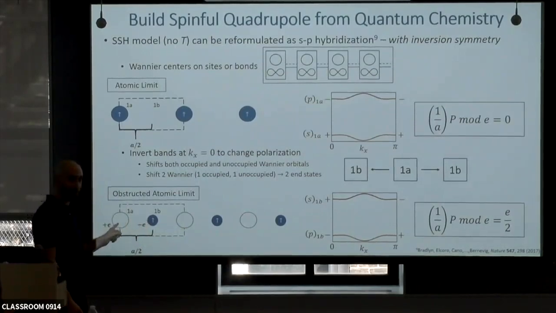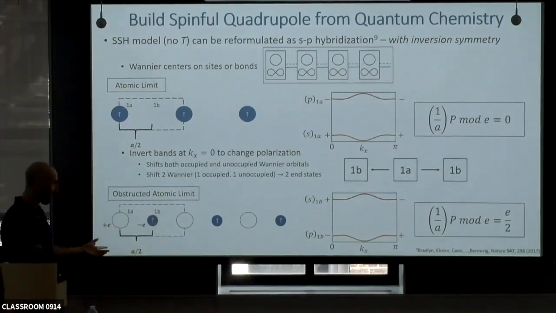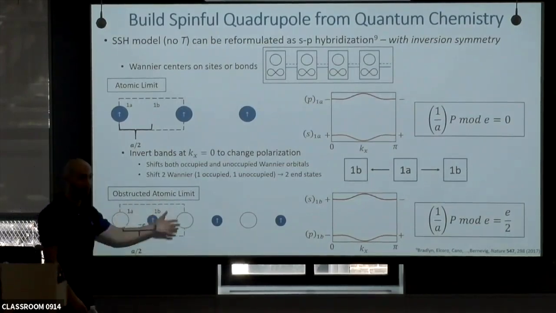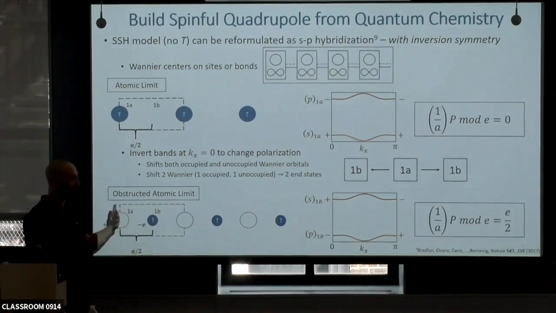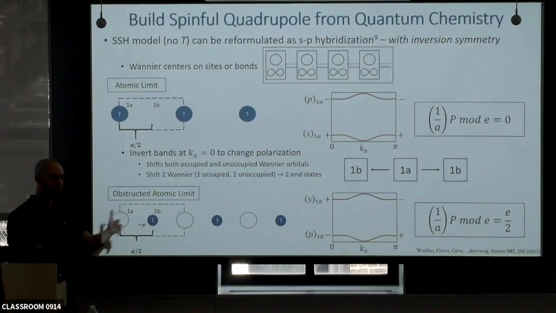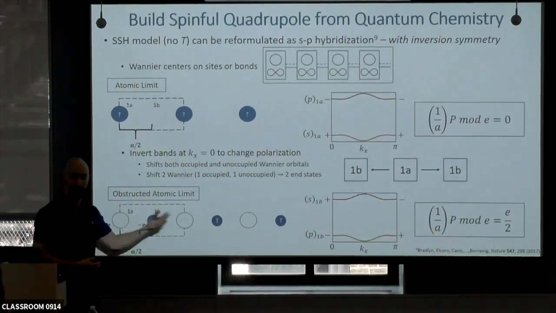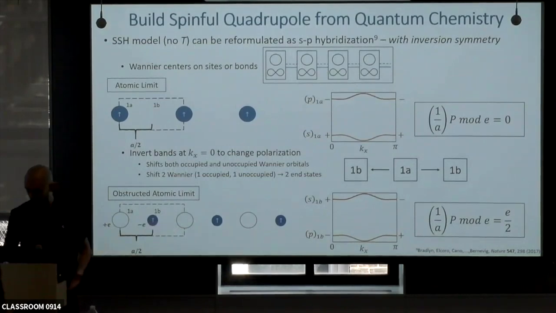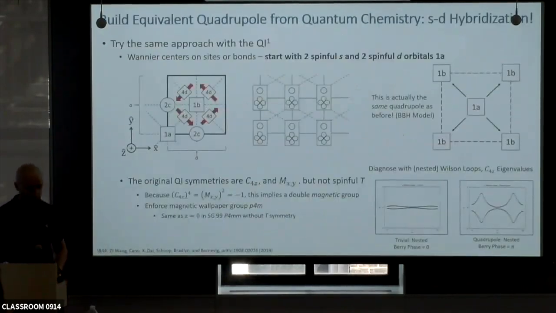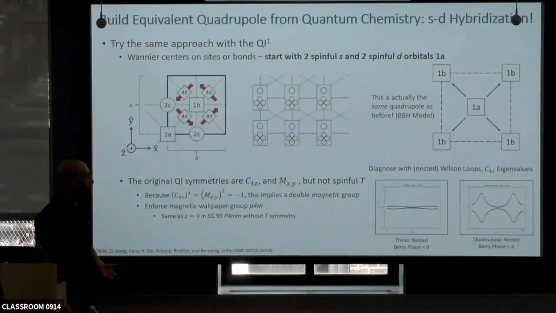So I have an uncovered atom here and an electron sitting here. And then if I calculate the polarization per unit cell, I get an e/2 dipole moment. And so these two phases are distinguished by their multipole moment, and they're topologically distinct, though trivial in some sense because they don't have winding and they're inherently linearizable. And so the idea is to try and play the same game in 2D.